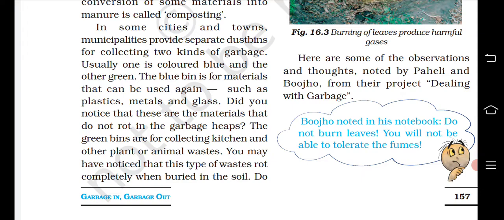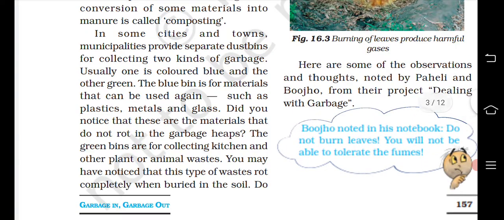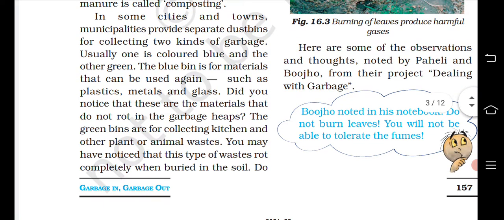That means in the blue bins we collect non-biodegradable waste, and sometimes the items that are kept in the blue bins we can recycle. Okay, and in the green bins we collect the biodegradable waste, kitchen waste, plant or animal waste.